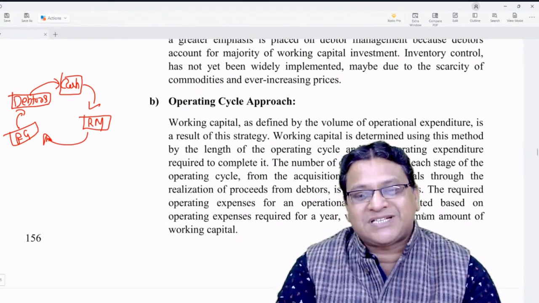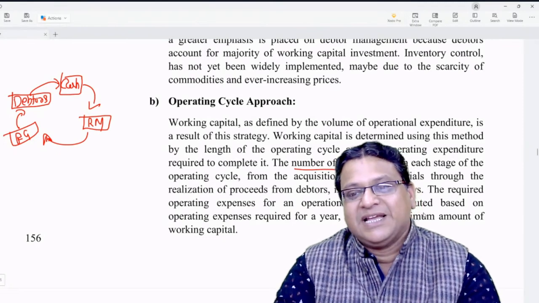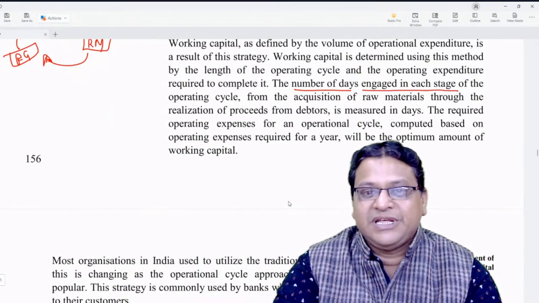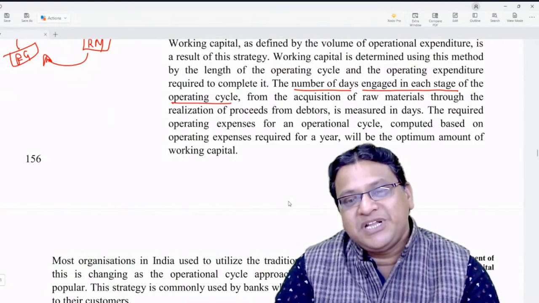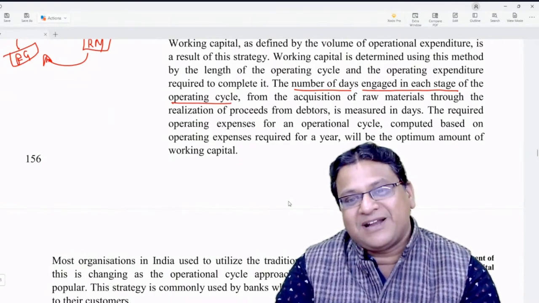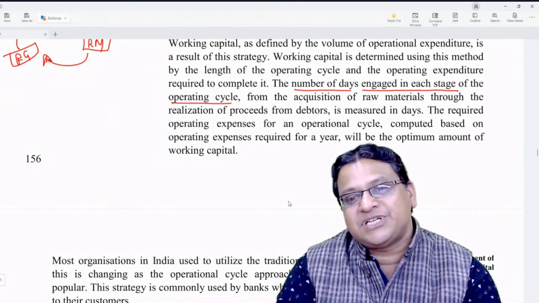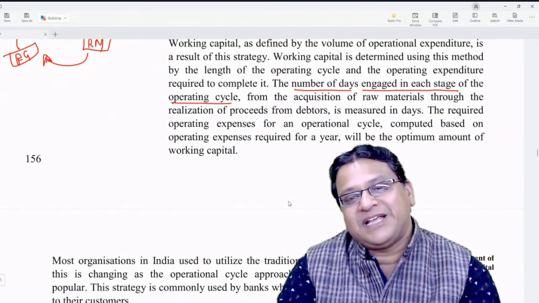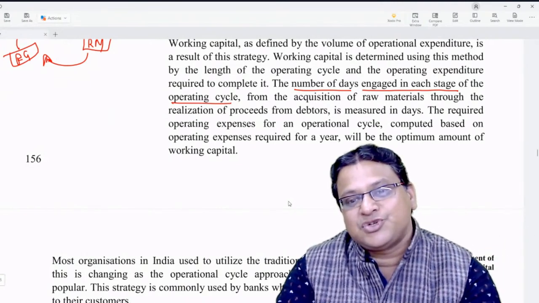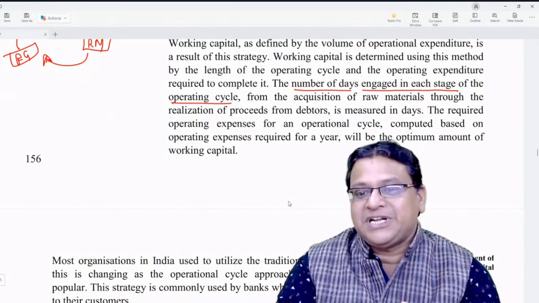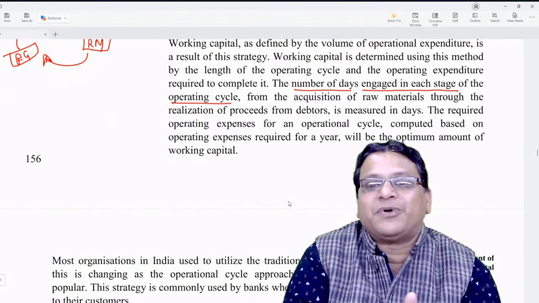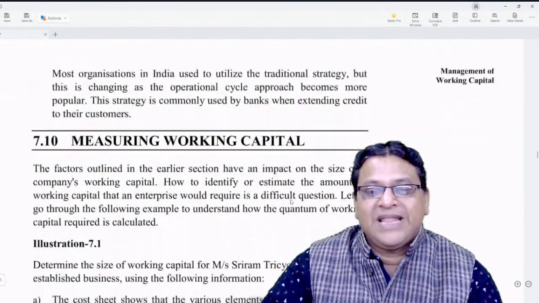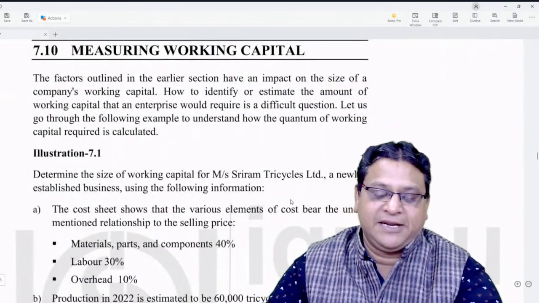In this approach, we always try to reduce the number of days engaged in each stage of the operating cycle. So we want to reduce the lead time of purchase, reduce the conversion time of raw material into finished goods, reduce the sale time of finished goods to debtors, and reduce the number of days for collection from debtors. That is known as the operating cycle approach. Our focus is to shorten the operating cycle so that the working capital requirement will be minimum in the business.